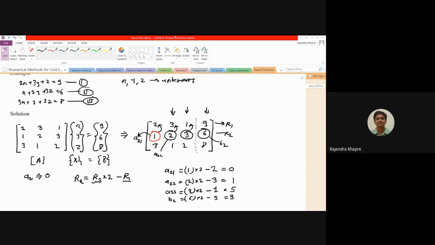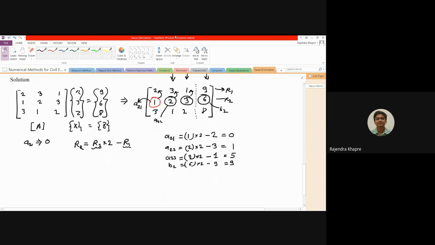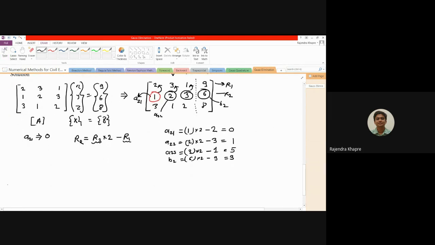Okay. Anyway, so ultimately, we are going to get this matrix. So as a result of this, the given equation, which is this one, will take a new shape. So this will be 2, 3, 1. I'm again drawing the augmented matrix. So this will be 9. So your second row is going to change completely. This will become 0. This will become 1. This will become 5. And this will become 3. The third row is going to remain the same. This will be 3, 1, 2, and 8. Okay. I hope you have understood this.